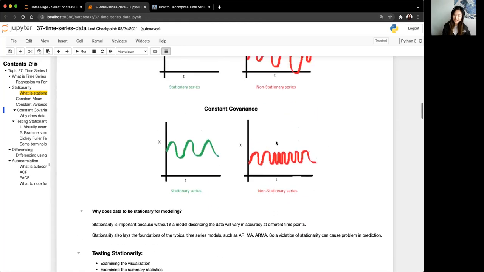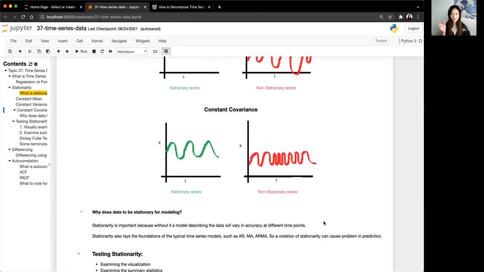Next, constant covariance. Covariance is sort of like the periods of stationarity, is one way to think about it. Here you can see that maybe every period is a year, so every year you go up and then go down. But over here it seems like you go up and down 3 times within a year. And so that is also not stationary.